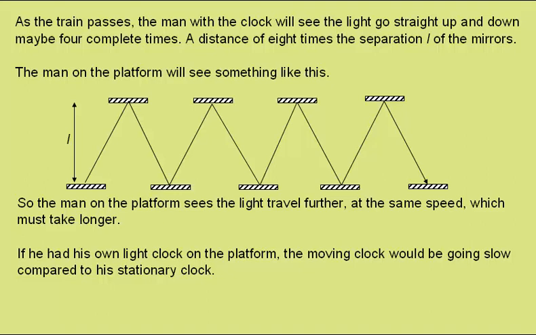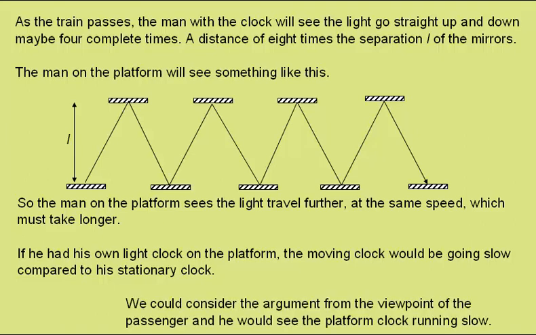If he had his own light clock on the platform next to him, the moving clock would be going slow compared to his stationary clock. We could consider the argument from the viewpoint of the passenger, and he would see the platform clock, the one that is moving relative to him, running slow.